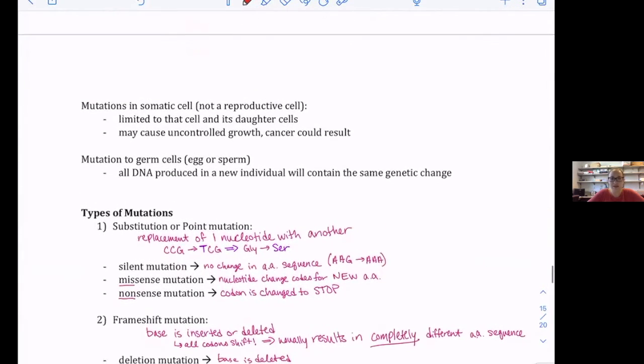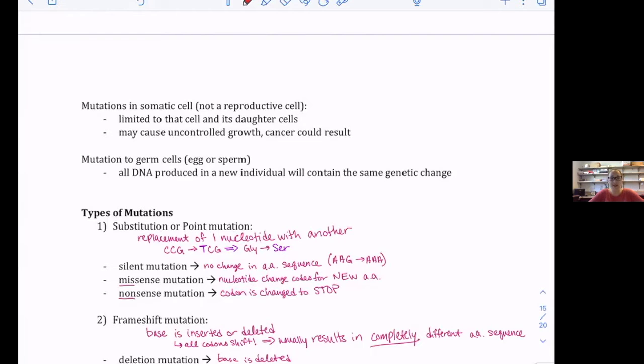Okay, so a mutation in a somatic cell, so not a reproductive cell, like your skin cells or your organs, is limited to that cell and its daughter cells. The cell replicates, forms one cell, and there's a mutation. Then if it replicates a lot, or if this causes uncontrolled growth, that's what cancer is. When you have a genetic mutation in a cell and it repeats over and over, it causes the cell to just keep replicating really fast. And that's where you get tumors and things from.